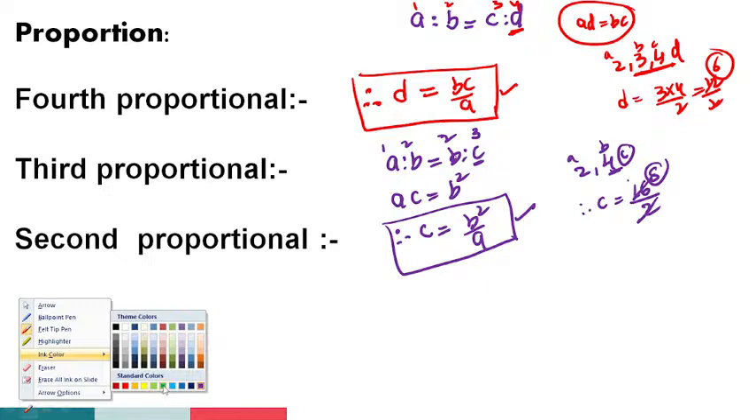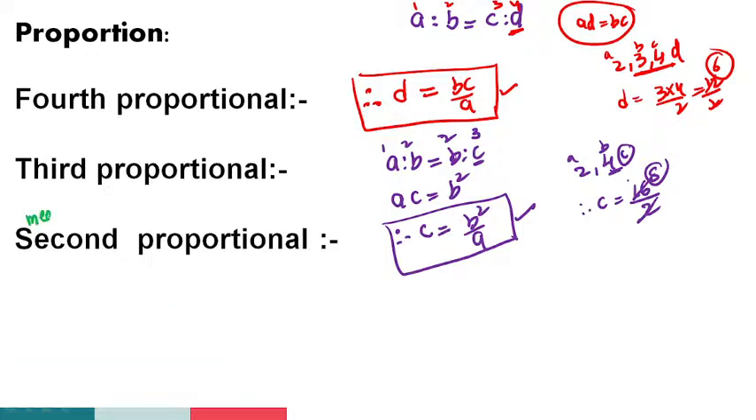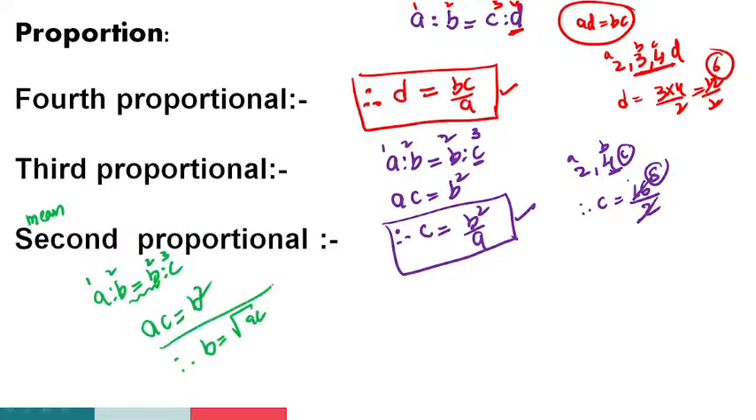Coming to the next one, second proportion or mean proportion. Second proportion and mean proportion have the same meaning. Sometimes they say find out the mean proportion. A is to B is equal to B is to C. 1, 2, 2, 3. We have to find out the B value. Proportion formation is AC is equal to B into B, B square. B is equal to root of AC.